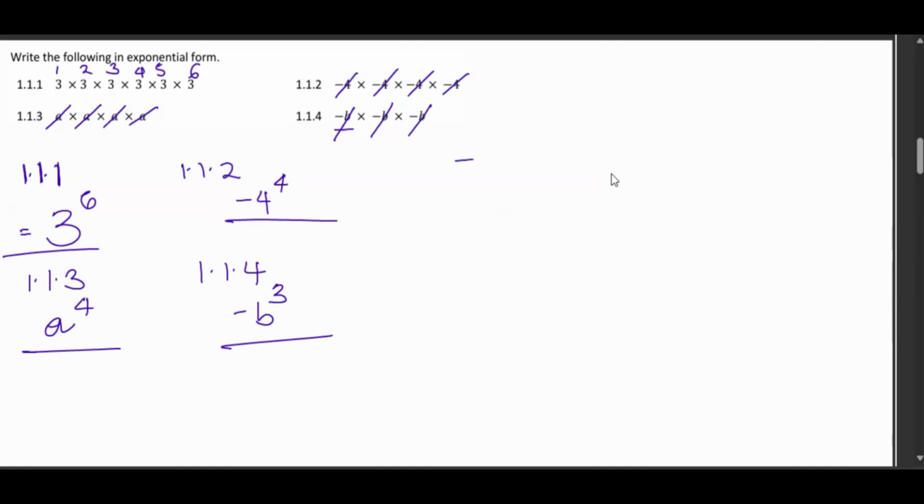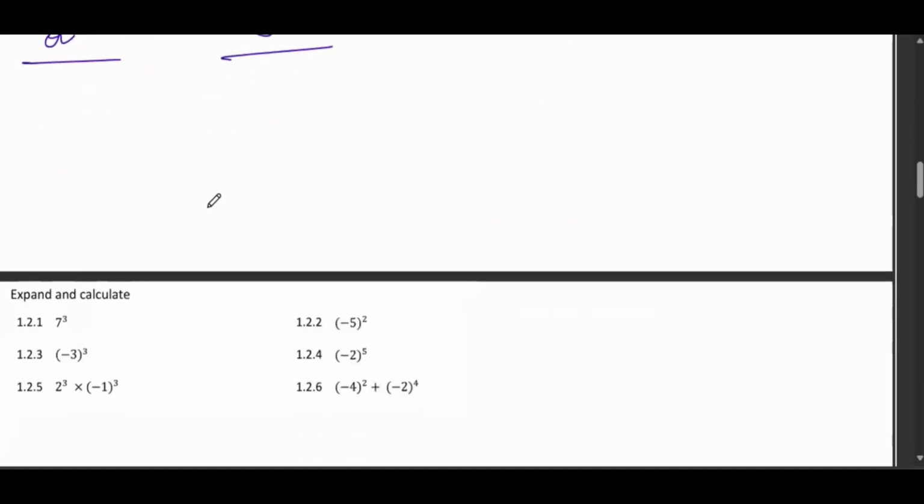Should a negative number be powered by an even number, your answer should always be positive. And then a negative number powered by an odd number, the answer will always be negative. Take note of that. Okay, that's how we do the exponential form. Okay, we look at the other one.